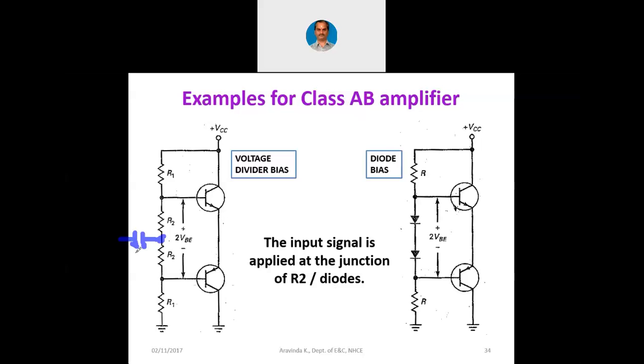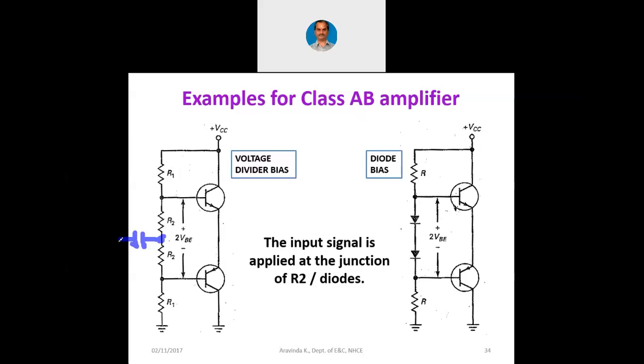And when you apply this input, already, because of R1 and R2, you can see the upper side there is VCC, the lower side there is ground. Because of these resistors, the transistors are kept slightly in the on condition. They are in the active region, but very near to the cutoff region. That way we can choose the values of R1 and R2.